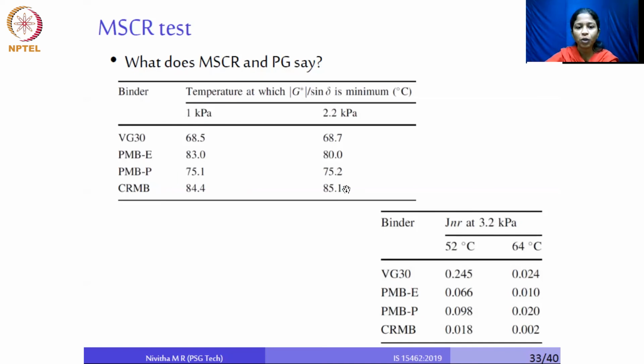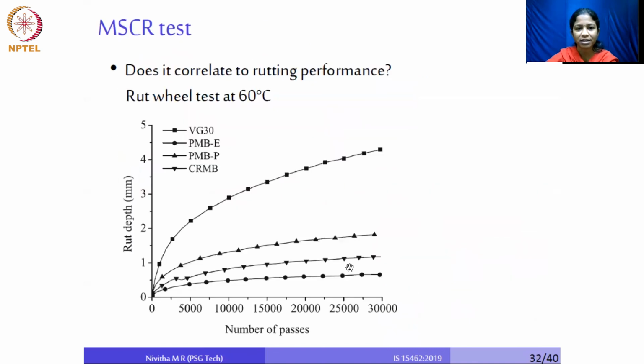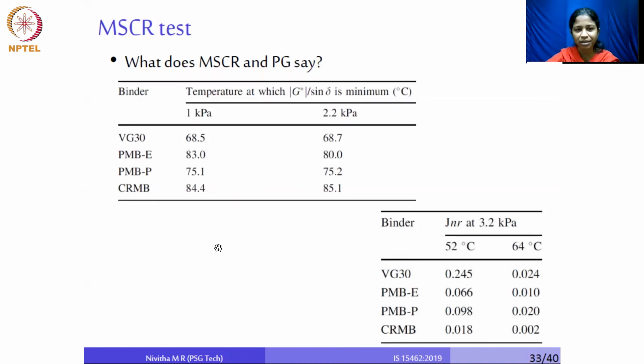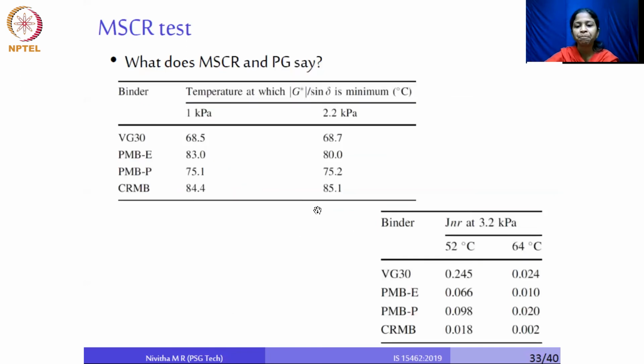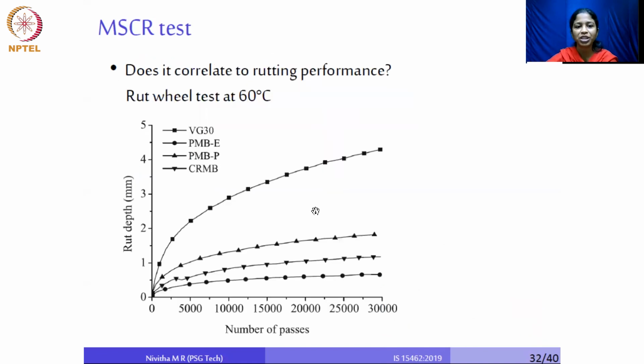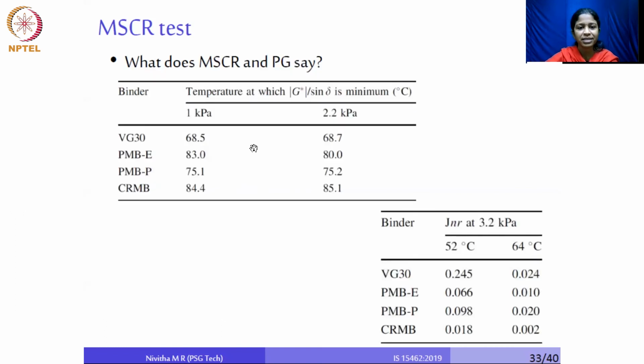Now, if you look at the rut wheel testing results here, you can see that PMBE has given us the least rut depth, right? So the MSCR test is effective, but we have to further probe this test, make a lot of correlations, do a lot of rut depth related studies, and then try to identify which parameter, maybe at what temperature, at what stress level, has a better correlation to the rutting performance of the mixtures. Right. This is the next issue that we wanted to focus.